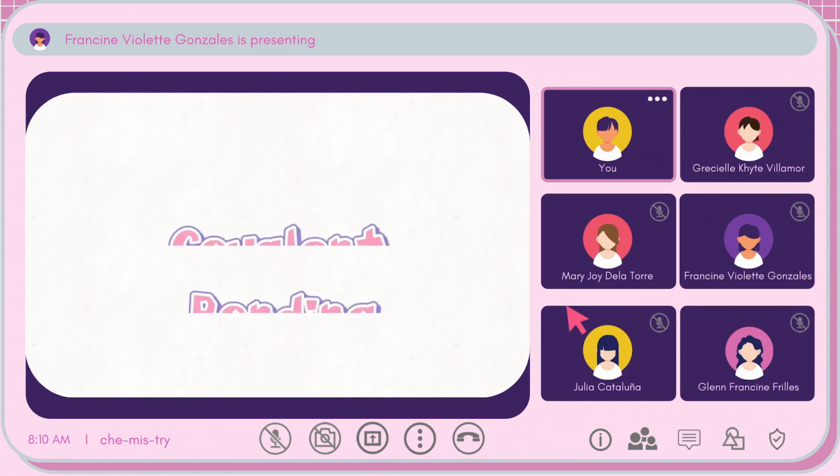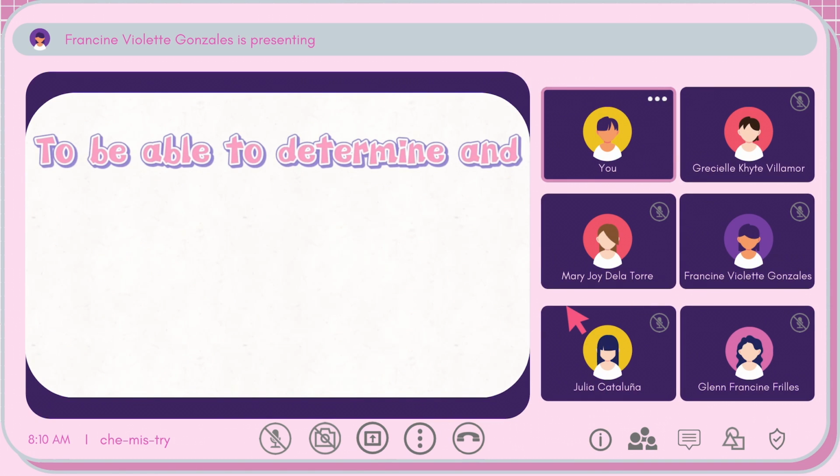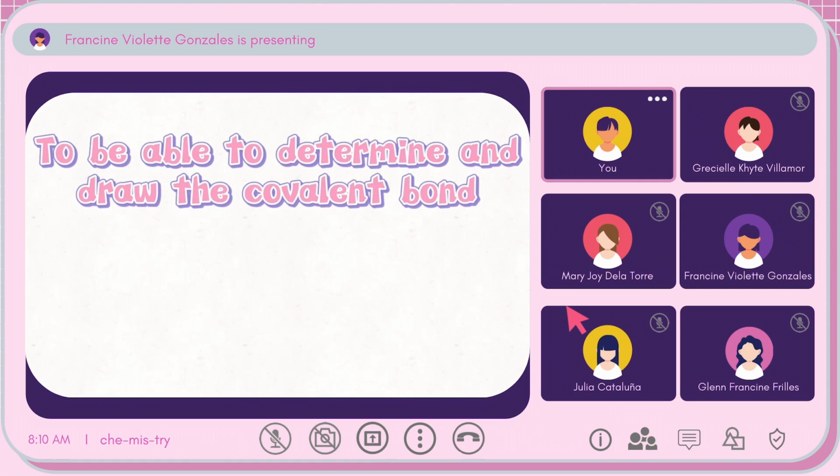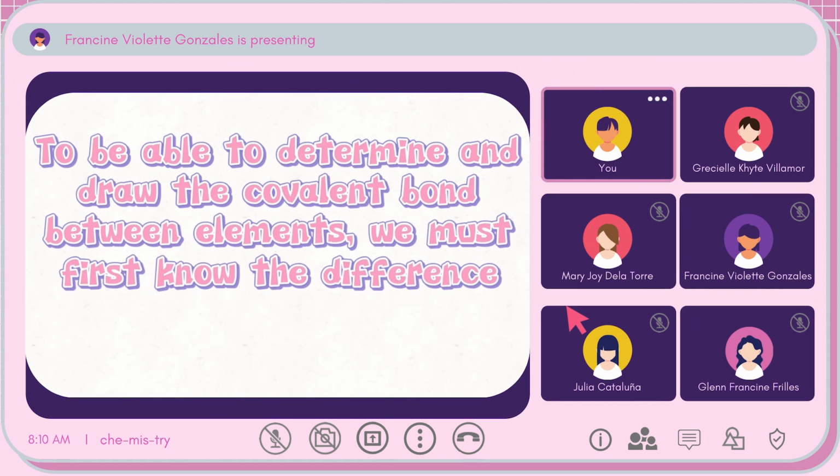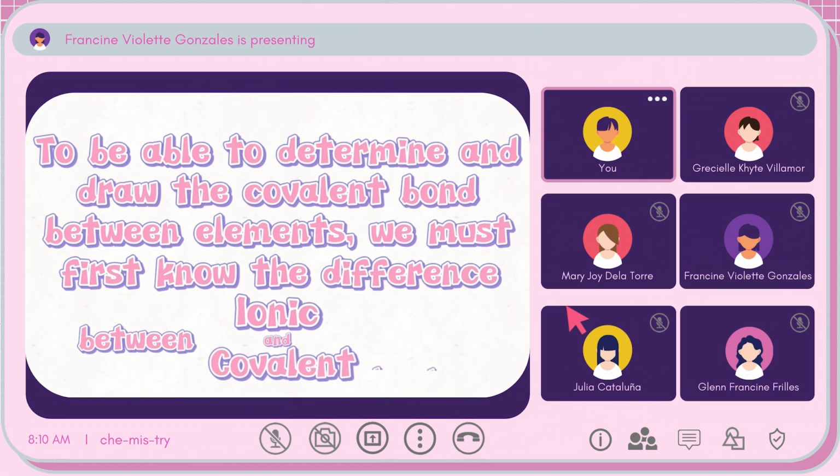Let me introduce you to covalent bonding. First of all, to be able to determine and draw the covalent bond between elements, we must first know the difference between ionic and covalent bonds.